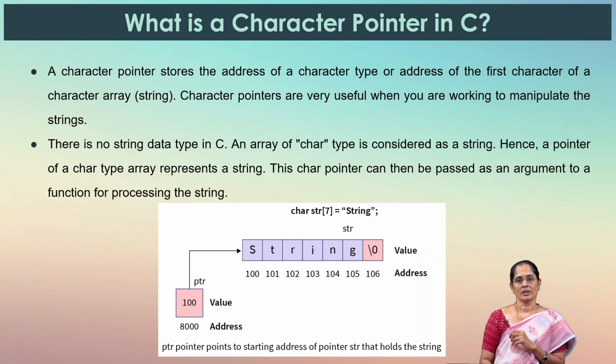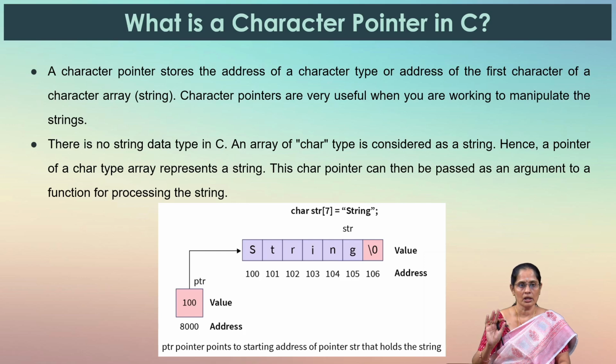What is a character pointer then? A character pointer stores the address of a character type, or the address of the first character of the character array or string. So, it can point to only one character at a time. Character pointers are very useful when you are working to manipulate strings. Supposing we want to modify the value of a string, character pointers will help us, because we can modify one particular character in one particular location.